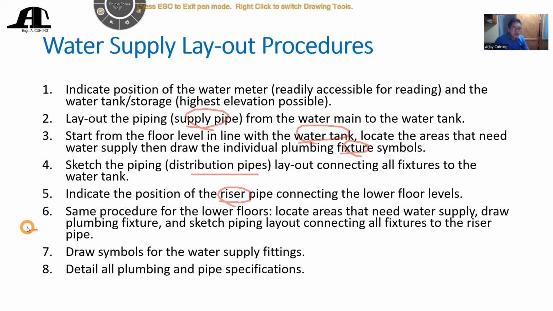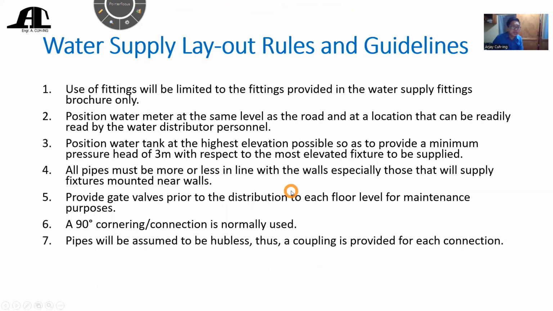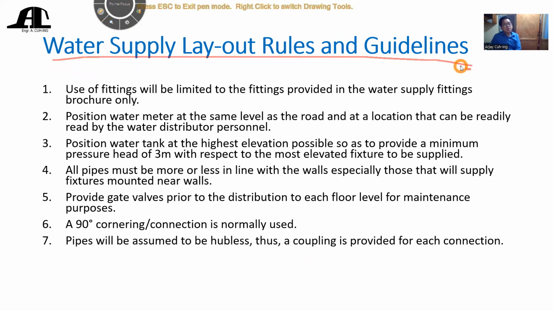Okay? So after procedure number 6 class, supposedly we have already identified the positioning of the fixtures. And then we have already layouted class our pipes. Okay? So after those class, we have to draw the fittings. Okay? Because after we have drawn the fittings class, we detail the plumbing and pipe specifications. Okay? So I'll show you class by and by how we will do those. Okay? So dito class, supposedly, there are many kasi you can design it in more ways than one.